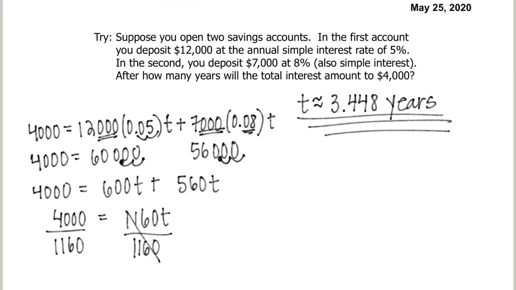I try and do as much as I can in my head in hopes that I will be able to not have to pick up my calculator at all. So the time that it would take to get $4,000 interest would be 3.448 years.